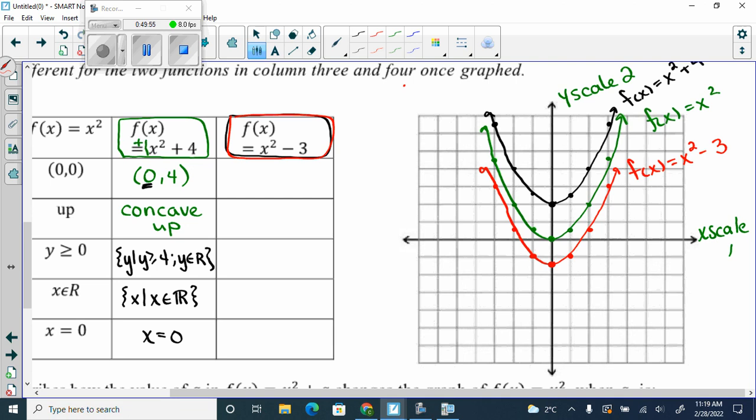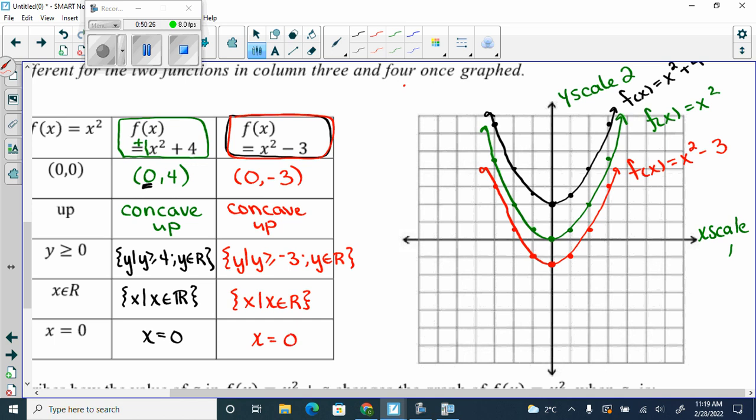So what's my vertex at now? (0, -3). It's still concave up. My range is going to be y such that y is greater than or equal to -3, and x such that x is an element of the reals. What's my axis of symmetry? x equals 0.